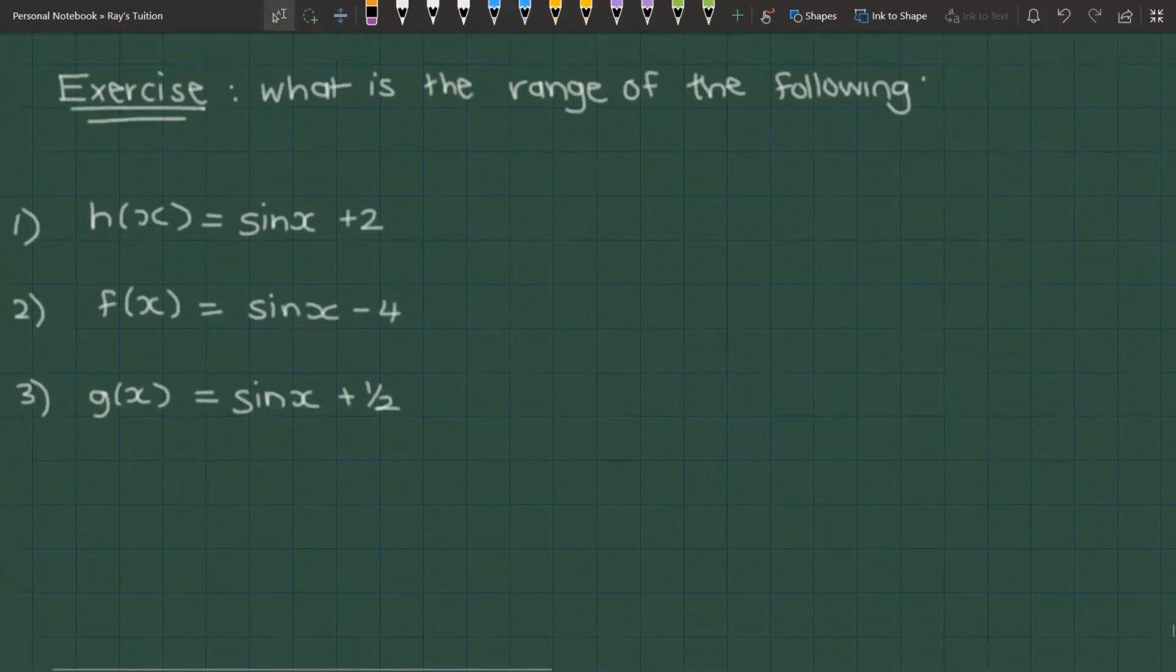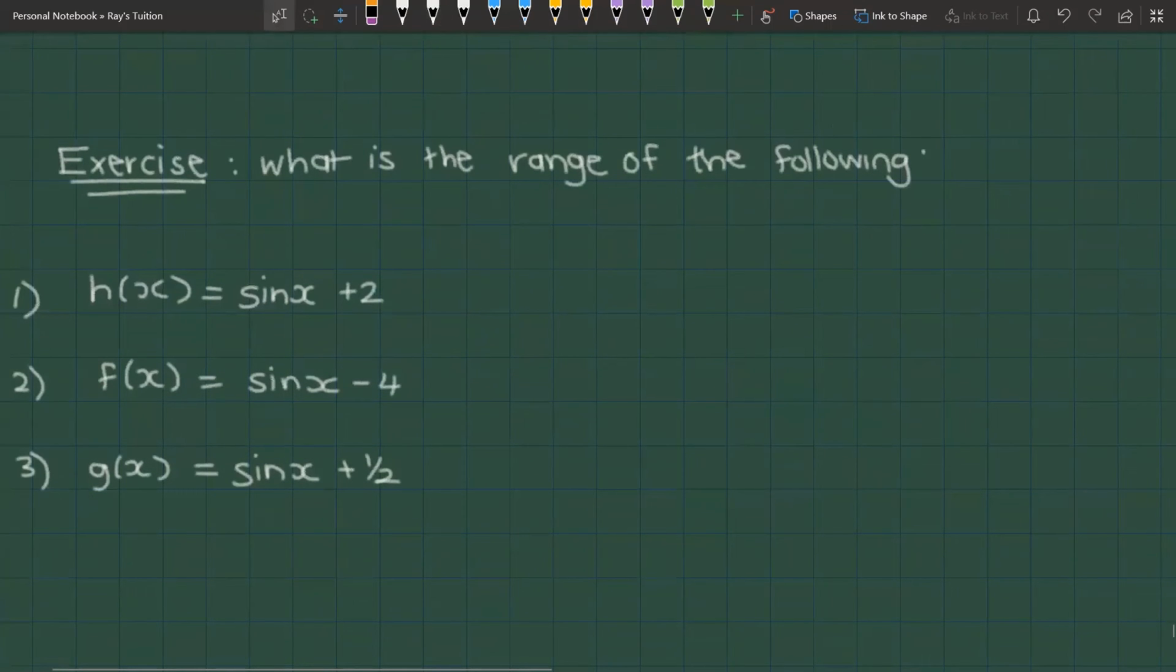So let us have a look at the following example. What is the range in the following instance? So we have h of x is sine x plus 2. So this is our usual sine graph, and our usual sine graph has -1 and 1 as the range, and then we are adding 2 units more. So then the range becomes y is an element of [-1 plus 2, which is 1; 1 plus 2, which is 3].